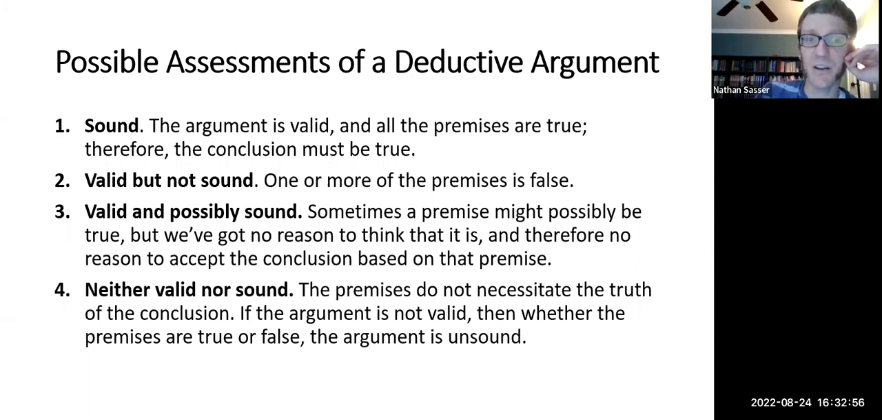And then worst case scenario, the argument is neither valid nor sound. And any argument that's not valid is definitely not sound. So if the premises, even if they were true, wouldn't necessitate the truth of the conclusion, no go. It's not sound. So only the first scenario is one where you're going to accept the conclusion on the basis of that argument. All the others are, well, number three, you might have a qualified acceptance of the conclusion on the basis of that argument. But 2 and 4, no go. And possibly 3, depending on how confident you are.